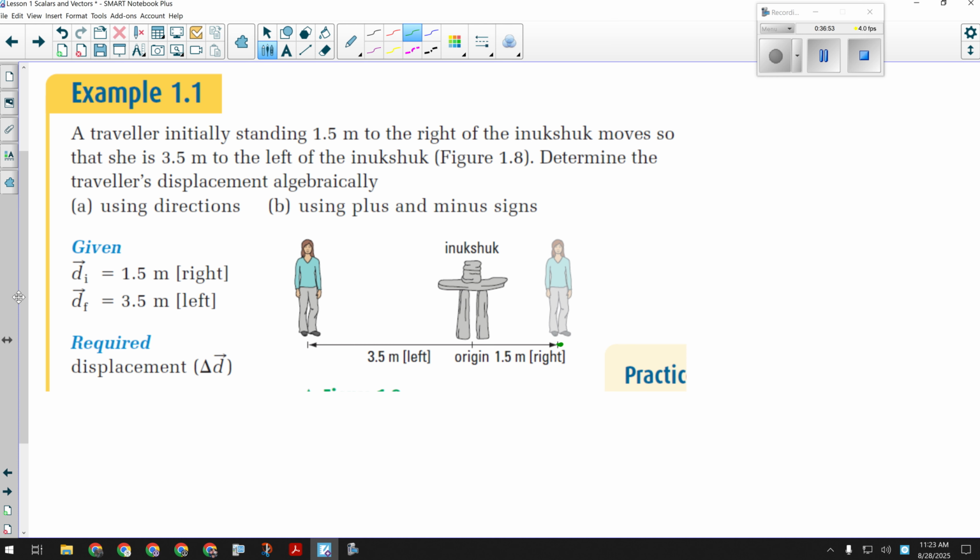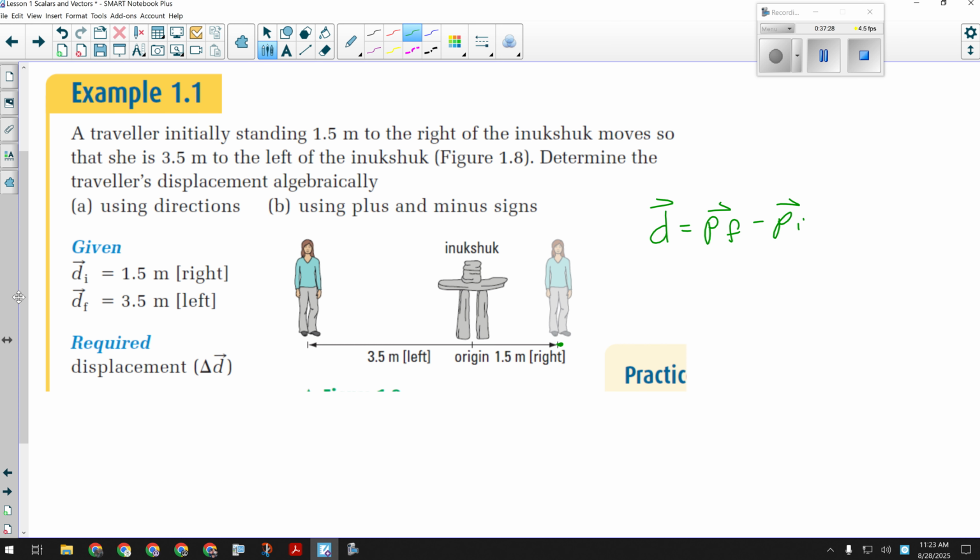Our initial position is 1.5 meters to the right of the Inukshuk. Then we walk to the left, and our final position is 3.5 meters to the left of the Inukshuk. So can I calculate my displacement? Absolutely. Displacement is my change in position. So if I take my final position and subtract my initial position, I'll get my change in position.